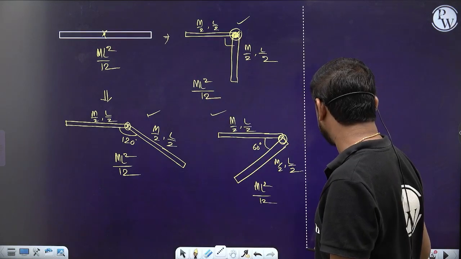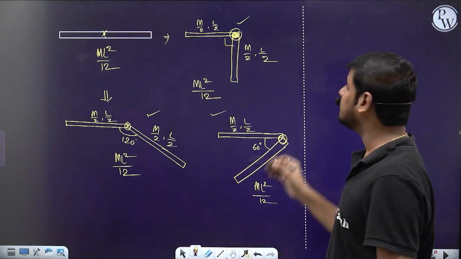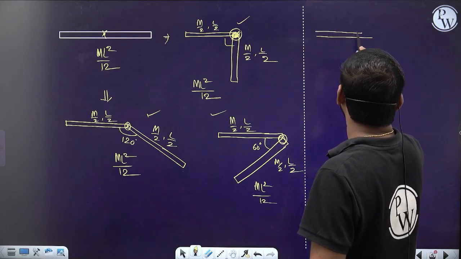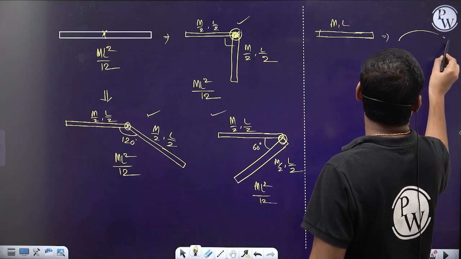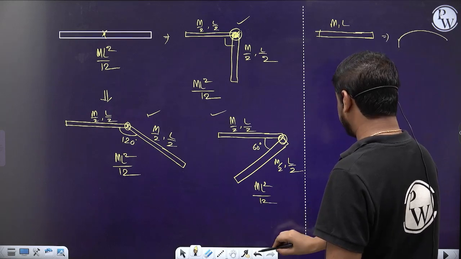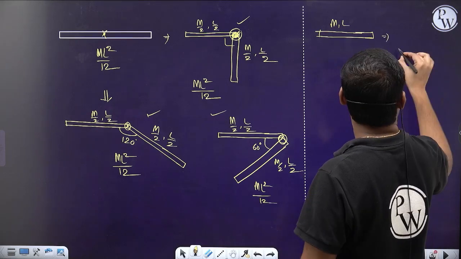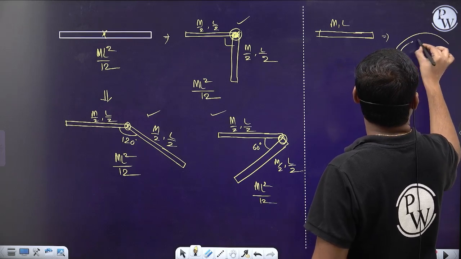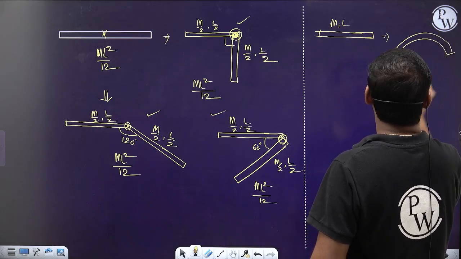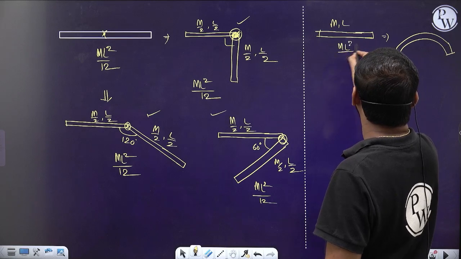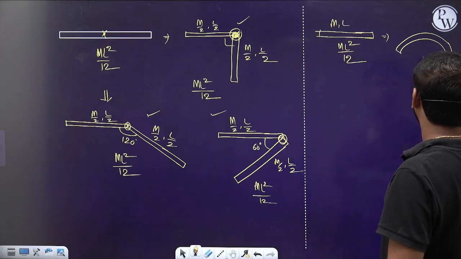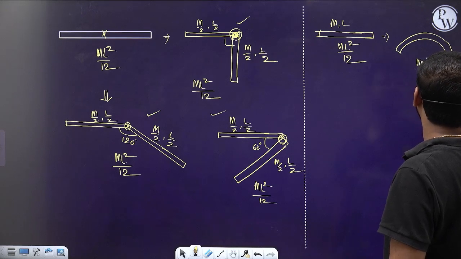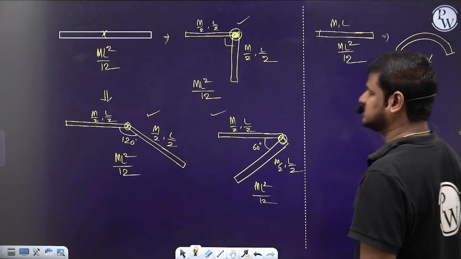In cases like if it is bent in the form of a circle. Let's suppose this is a rod, and this rod is of mass m and length L. Now if it is bent in this circular form, like a circular arc, then about its center of mass the moment of inertia is ml square by 12 for the straight rod, but here it is not ml square by 12, it will be something else.